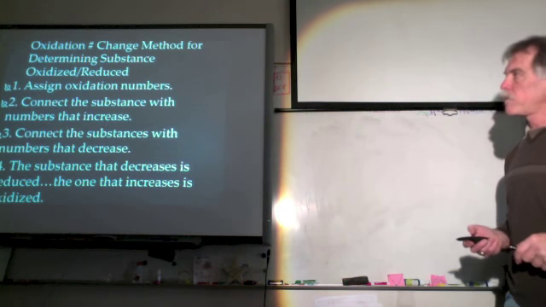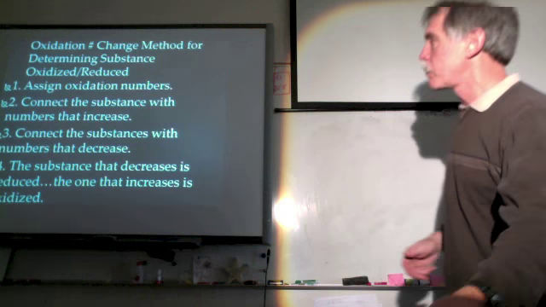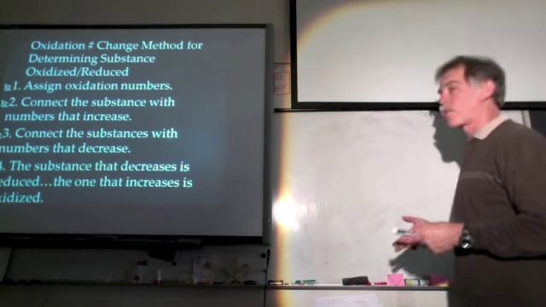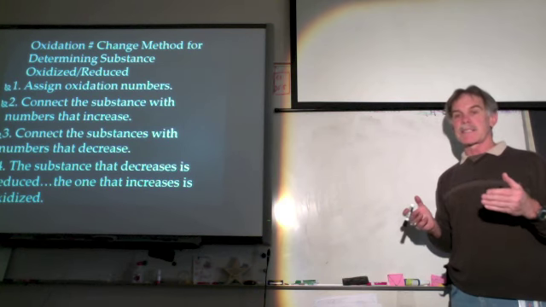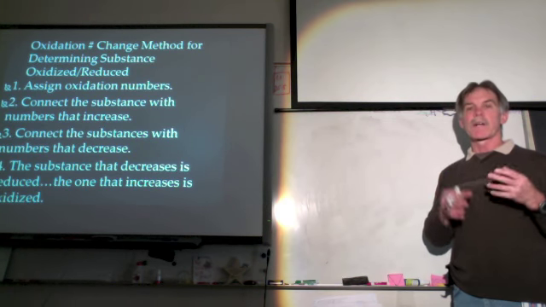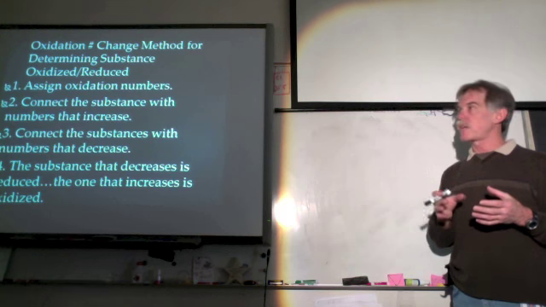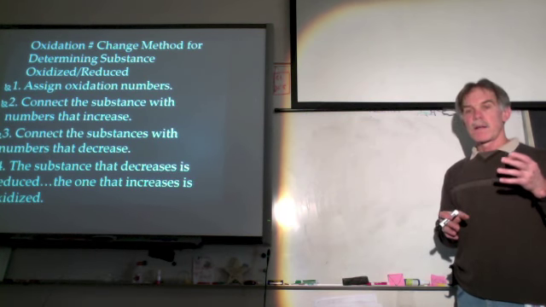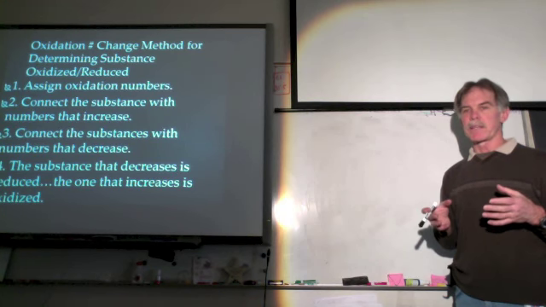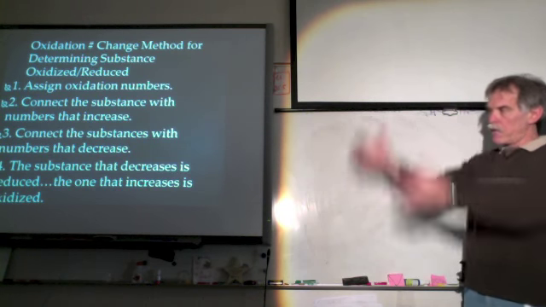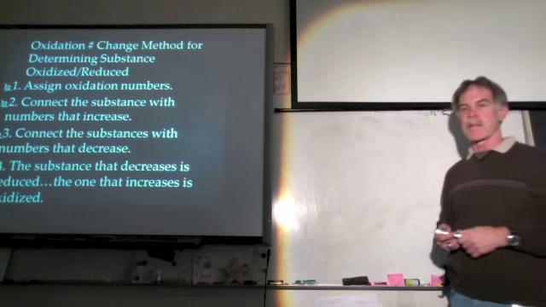So we're going to finish up by talking about the oxidation number change method for determining whether a substance is oxidized and reduced. This is important because tomorrow, the next lesson, we're going to talk about the oxidation number change method for balancing. So about 80% of it is going to be all this stuff, and then we're going to add 3 more steps to the end.